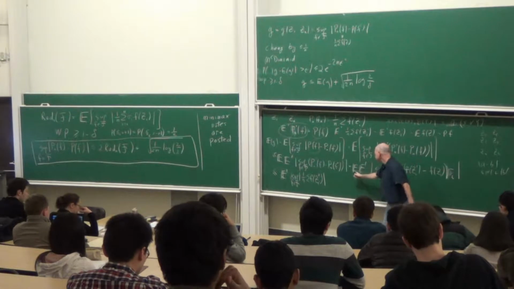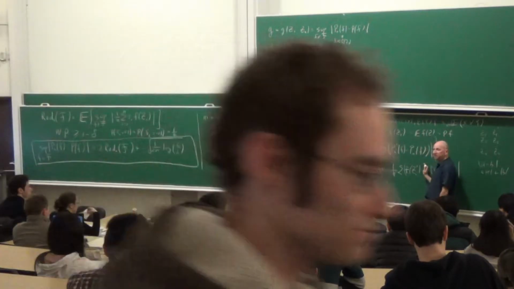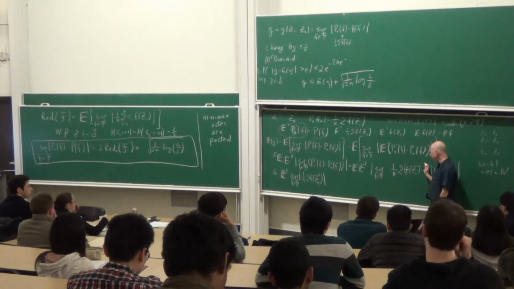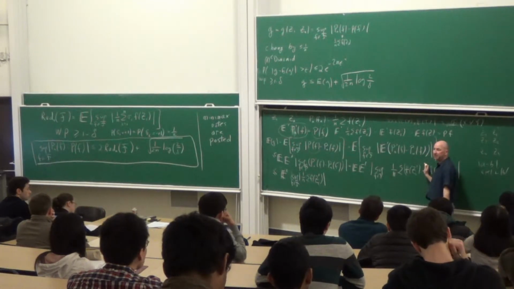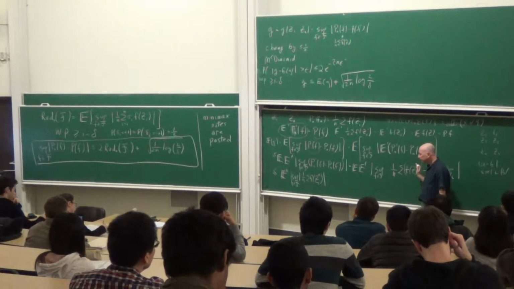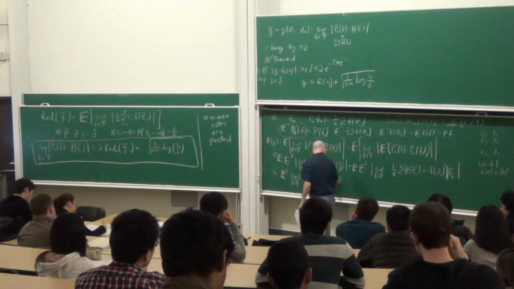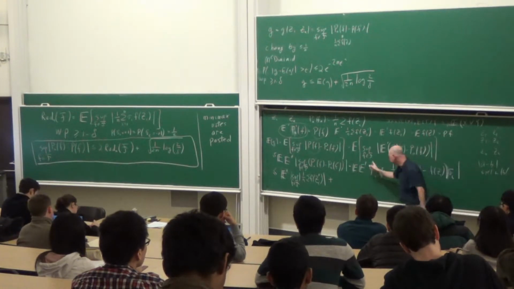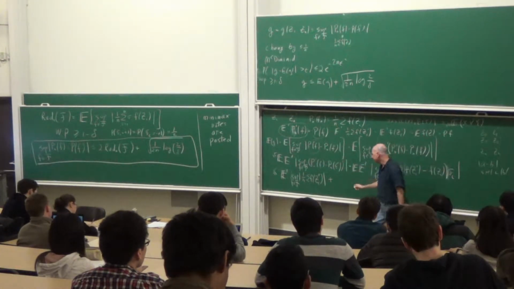What happened to this E? Well, this first term doesn't involve the Zi. It only involves Zi prime. So taking the expected value over the Z's doesn't change anything. Similarly, the second one doesn't involve the Z primes at all. It only involves Zi. So when I take this expected value, it doesn't do anything. It just leaves this expected value.